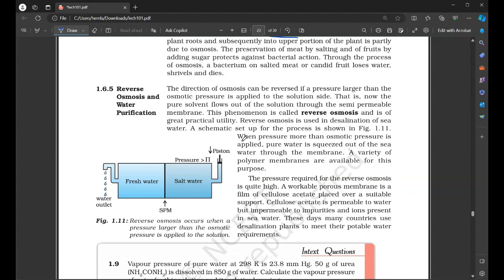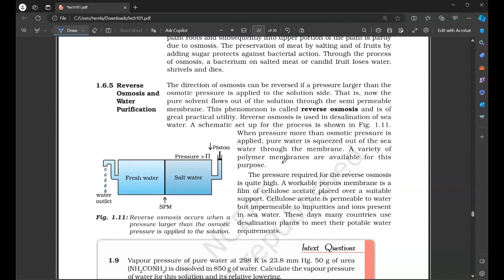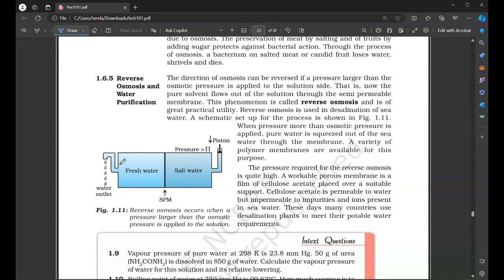A schematic setup where the process is shown is in figure 1.11. When pressure more than osmotic pressure is applied, pure water is squeezed out of the seawater through the membrane. A variety of polymer membranes are available for this purpose. The fresh water comes out of the seawater, and the salt is left behind, because seawater is generally salt water.